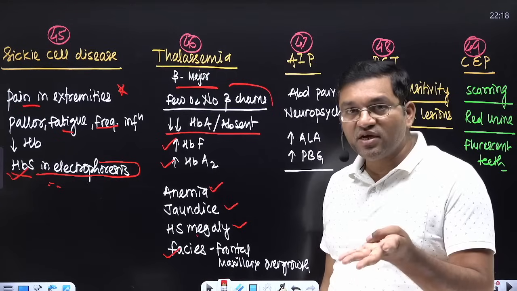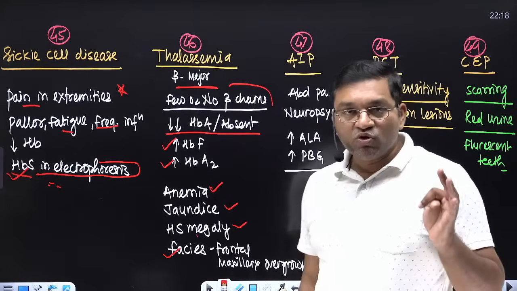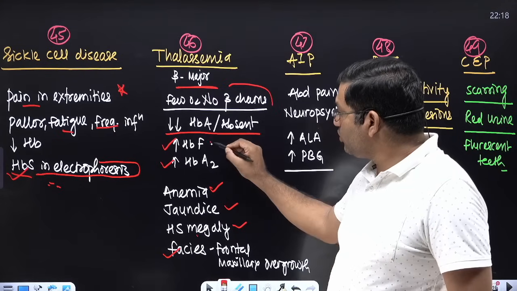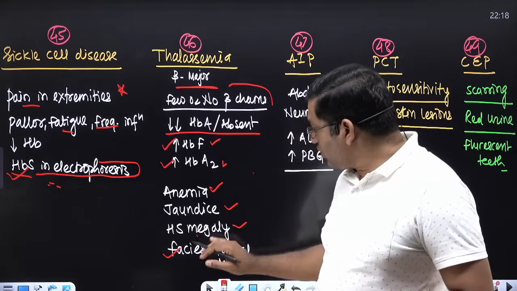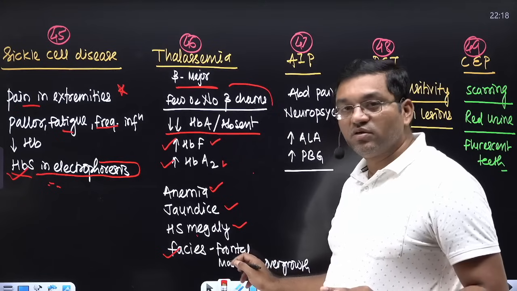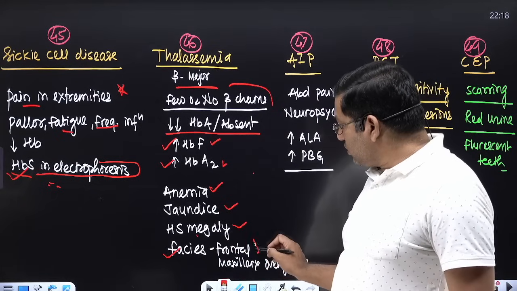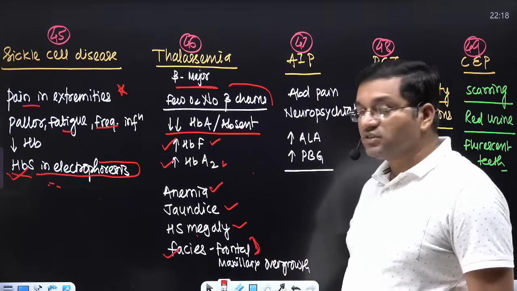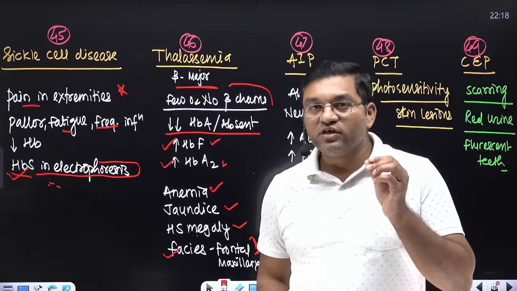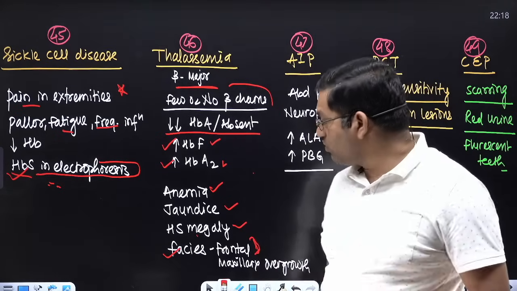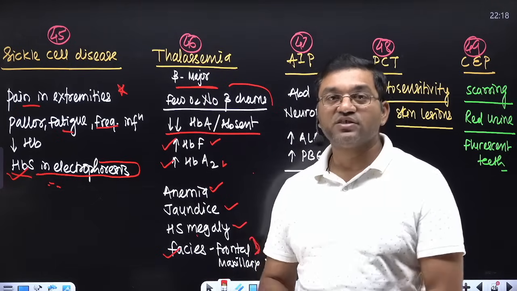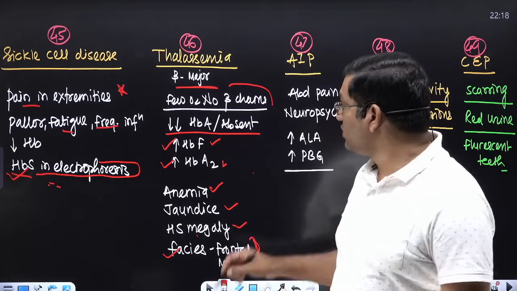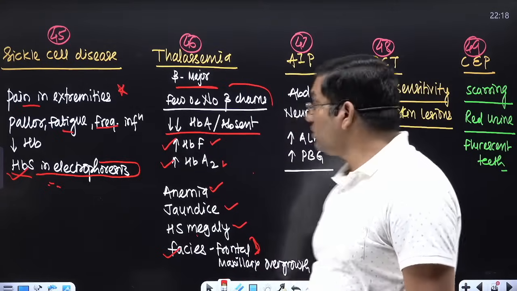There is anemia, there is a decrease in hemoglobin A, there is an increase in hemoglobin F and hemoglobin A2, anemia, jaundice, hematopoiesis in the bones that causes abnormal bones, that is frontal bossing and maxillary overgrowth. So these are the features of thalassemia. This is a quantitative defect, a decrease in the beta chains.